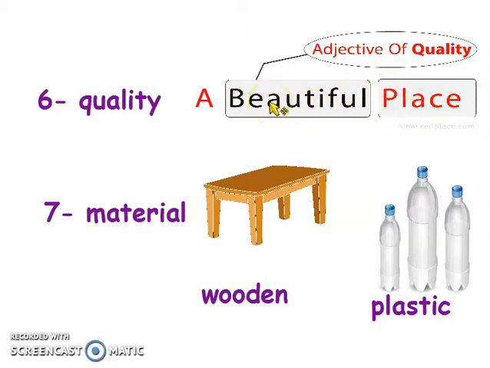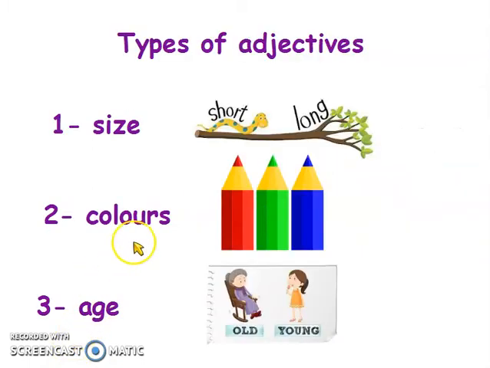Beautiful is an adjective. Describe the kind of the place. يعني بوصف لنا المكان أو نوع المكان. The last type of the adjective, material. Material هي المادة. When we talk about wooden table for example or plastic. Okay. المادة المصنوعة منها الشيء. They are adjectives. So again, we have different types of adjectives.